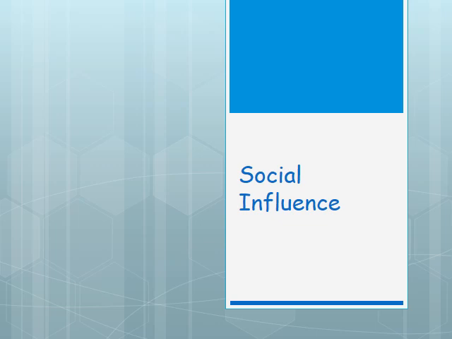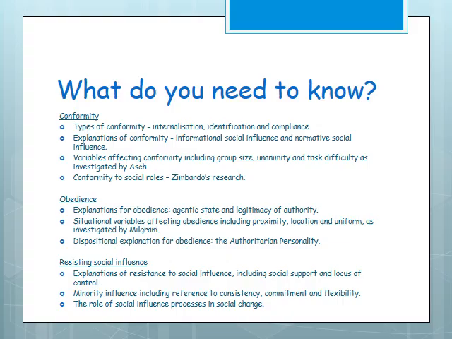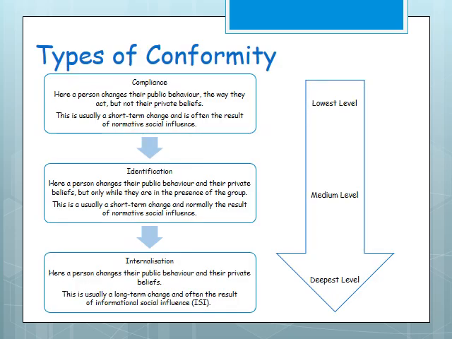Social influence whole topic review. So the topic can be roughly divided into three broad areas: conformity, obedience, and resisting social influence. There are three types of conformity: compliance, identification, and internalization. Be careful not to confuse the types of conformity with explanations of conformity.